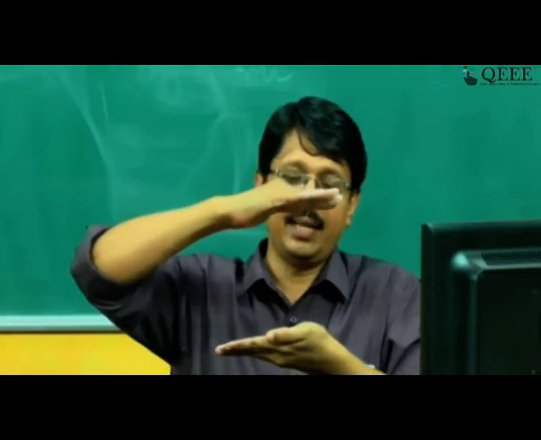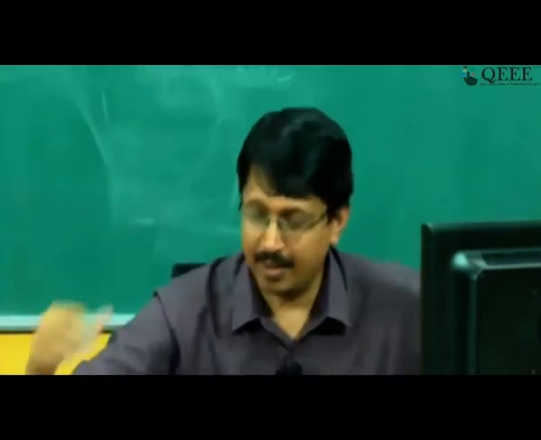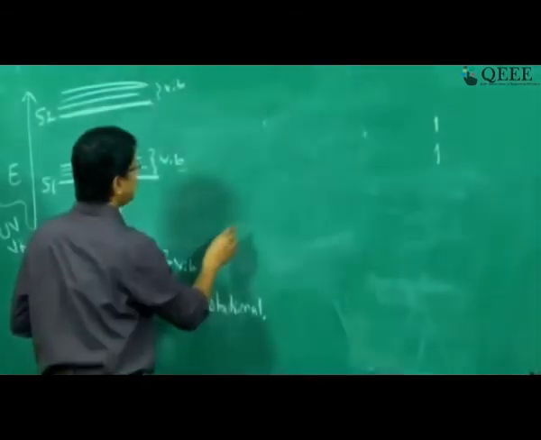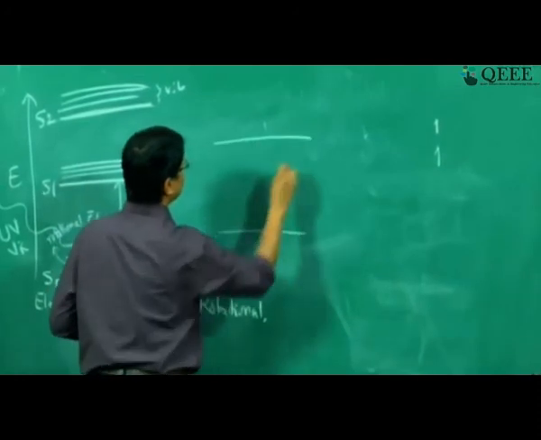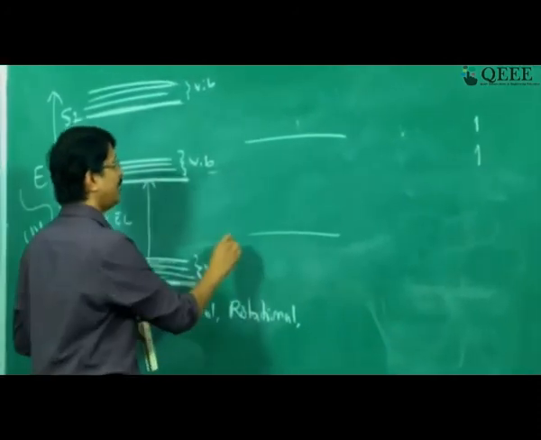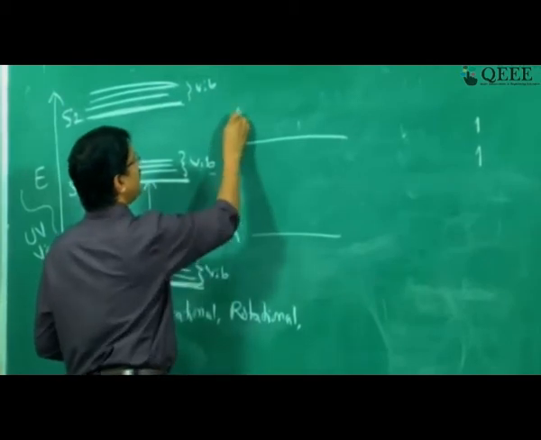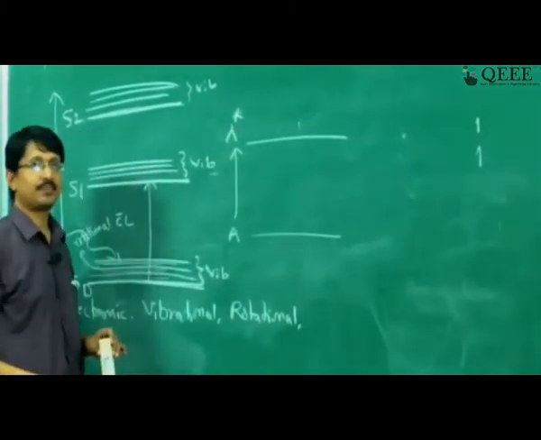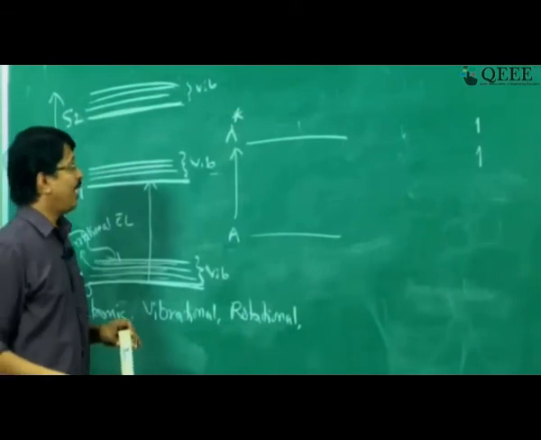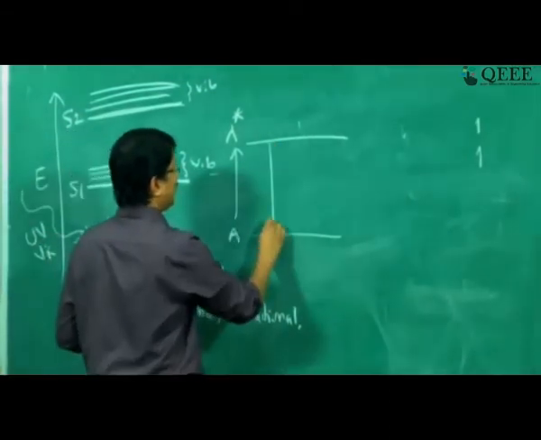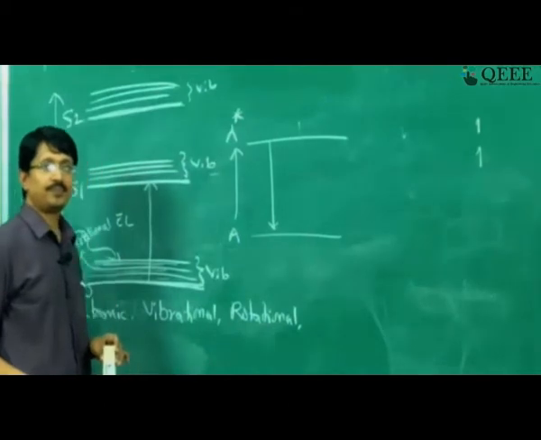So let's come to the board and see. Initially, this was the situation. A going to the excited state, we normally represent by A star, and it emits. This is the normal fluorescence.